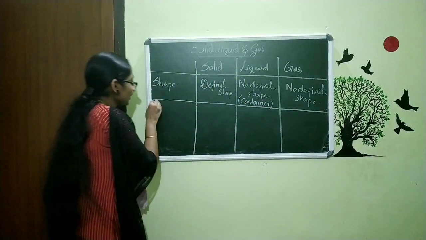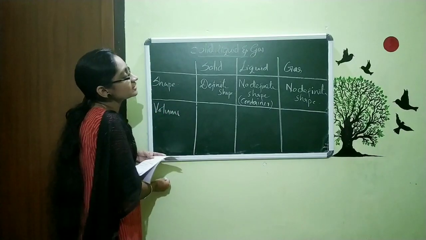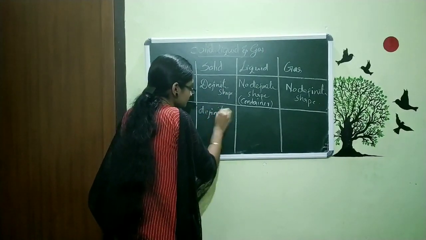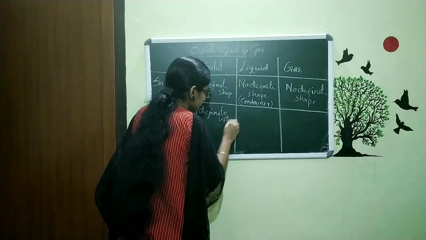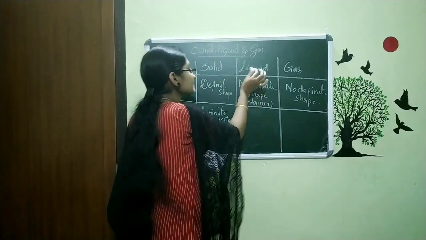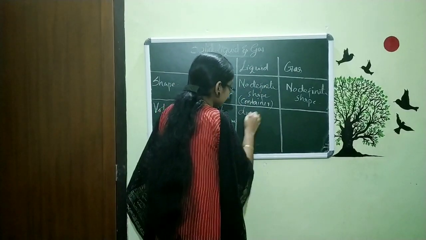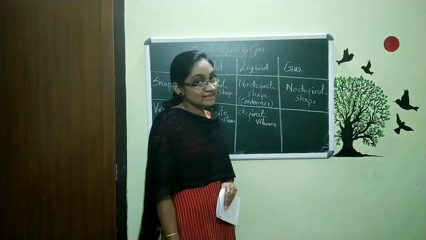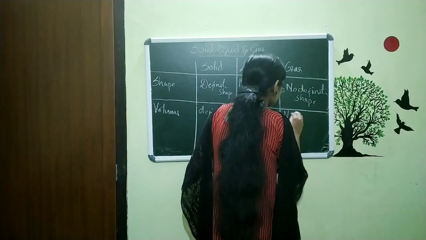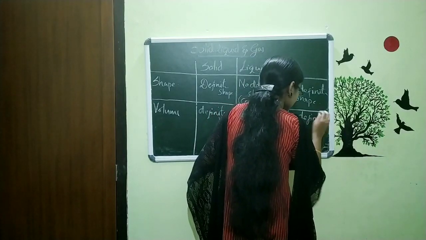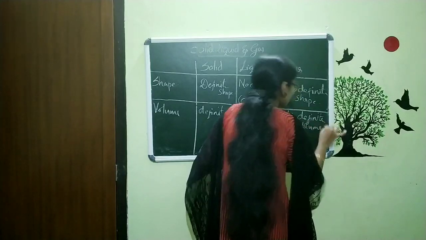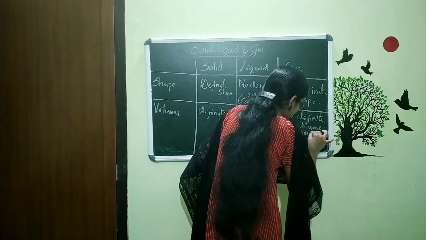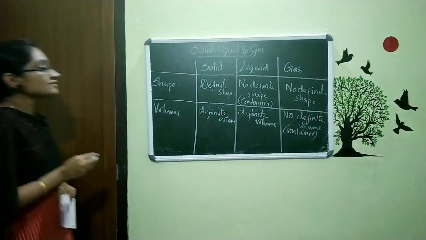And the next is about the volume. So what about the volume? Here it is having definite volume. Definite volume. And for this liquid, it is also having definite volume. And what about the gas? It is having no definite volume. And it has the volume of the container. Volume of the container. So that is the second point.